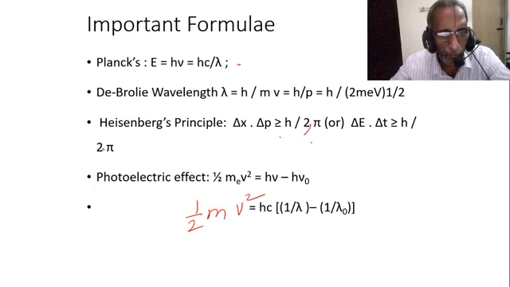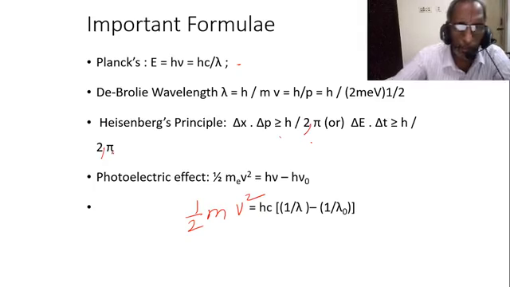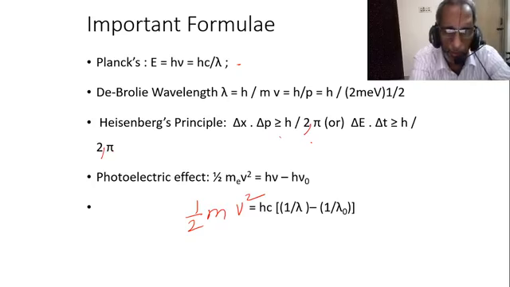H by 4 pi. So photoelectric effect is the emission of electrons by the incident light or light radiation on a metal surface. So when the electrons are emitted, they travel with some velocity. Since they travel with velocity, half mv squared is the kinetic energy of the photoelectrons. Photoelectrons means electrons emitted by the incidence of light or photo.